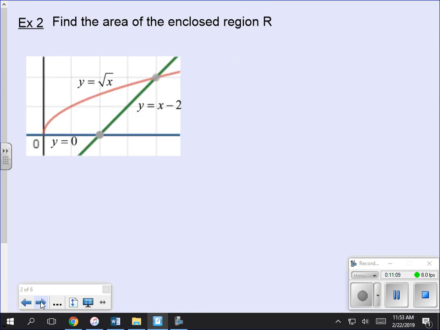Okay. Next one. There are actually 3 different ways to solve this problem, and we will explore all 3 methods for solving this problem.